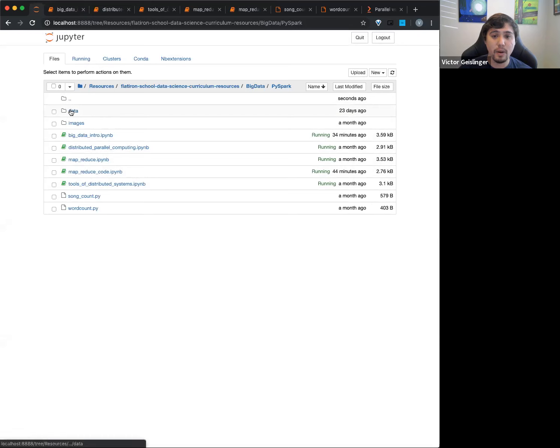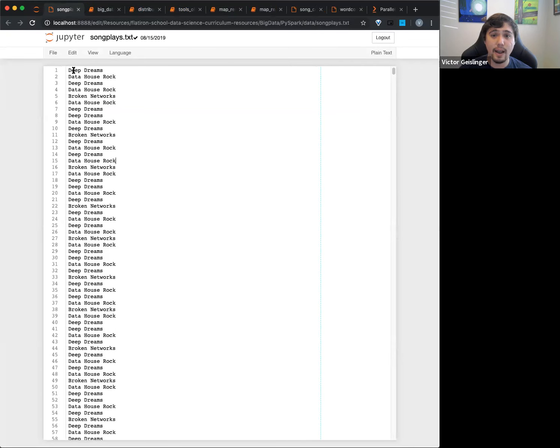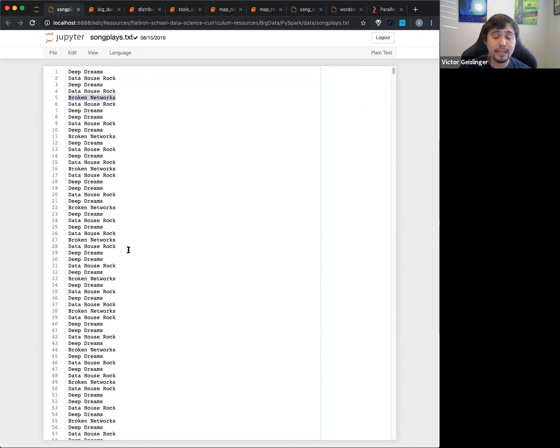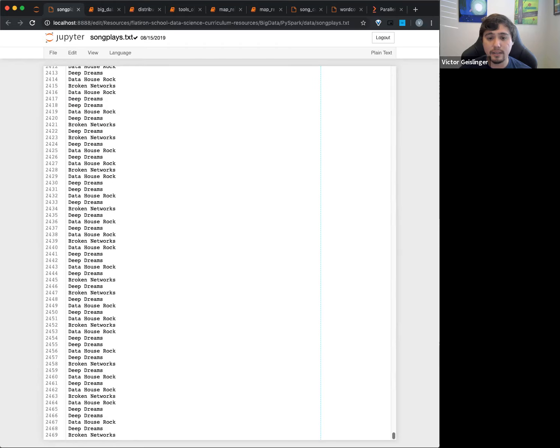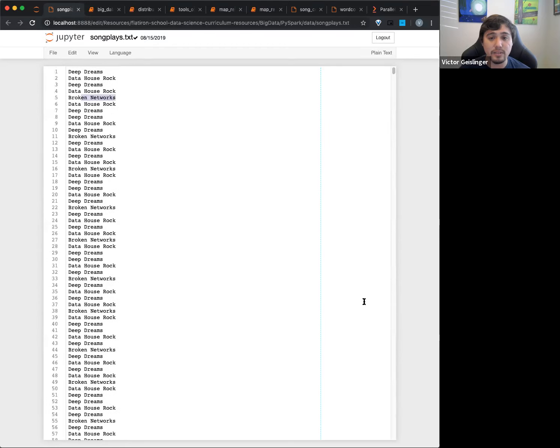It's a relatively small amount of data. In songs.txt, you can see these are all the song names. I just took this from another source, but it's basically made up stuff. What we want to do is count how many times Deep Dreams occurs, how many times Data House Rocks occurs, and Broken Networks occurs. I don't know how big this is, 2,500-ish, so it's not a huge data set, but you get the concept. I think there are 3 different songs.